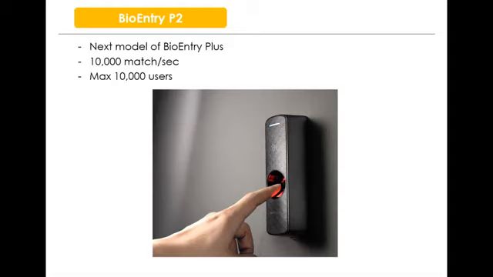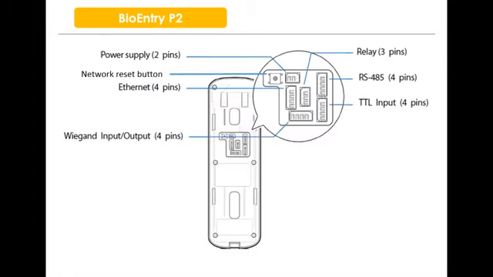This is the back part of BioEntry P2. It can be used with Ethernet connection or as a slave over RS-485, and receive Wiegand input or send Wiegand output through the Wiegand cable. It is the perfect entry-level device that can be used inside with basic access control requirements. The sensor that is used is the most recent OP6 sensor. Dual frequency reading of card is possible.